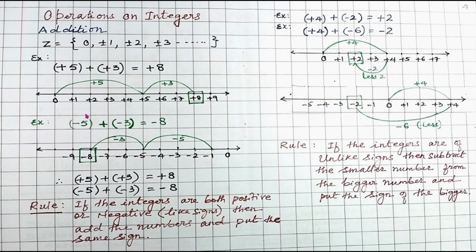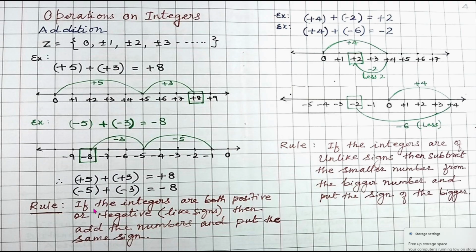Let us take one more example. Minus 5 is a negative integer, and minus 3 is also negative, and we have to add them. So from 0, jump 5 steps to the left, that is minus 5, and again 3 steps to the left, that is minus 8. Therefore minus 5 plus minus 3 is minus 8.